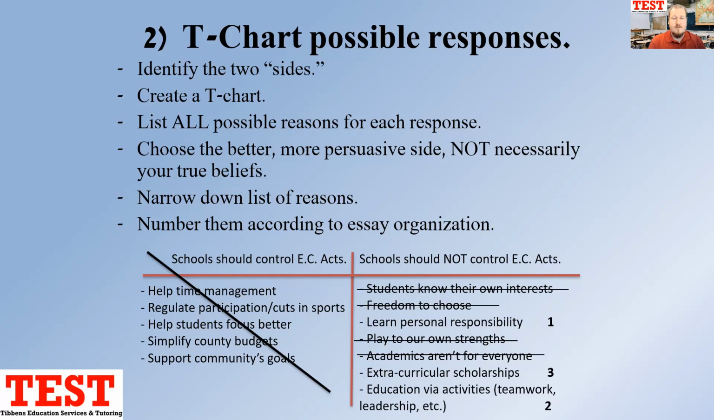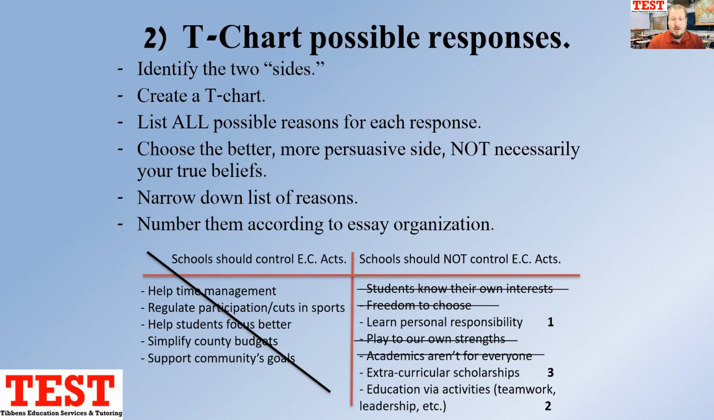Freedom to choose. Freedom is good. We should give people choices when we can. I think that's great. Learn personal responsibility. That's a good idea. Play to our own strengths. Yeah, you know what you're good at and what you want to do more than the school does. That makes sense. Academics aren't for everyone. So, maybe there's other stuff that I want to focus on. I'm more into athletics or music or art.